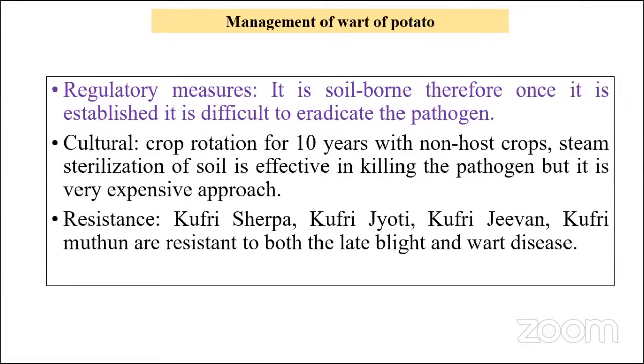As cultural practices, we need to follow at least 10 years of crop rotation with non-host crops. Steam sterilization of soil is very effective, but it is not a feasible approach because it is a very expensive strategy to manage the disease. Resistant varieties are available: Kufri Sherpa, Kufri Jyoti, Kufri Jivan, and Kufri Muthu are resistant to both late blight as well as the wart disease of potato.